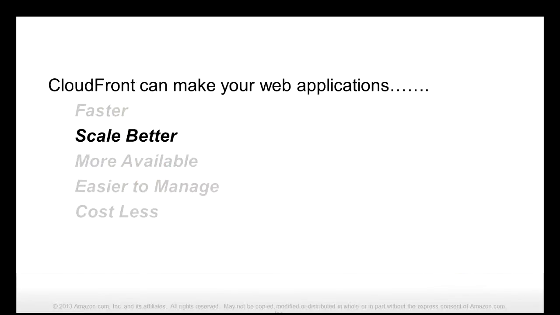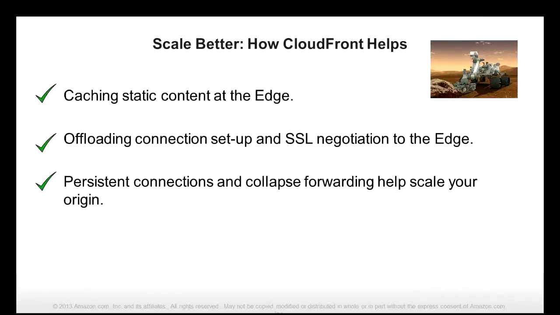CloudFront can also make your web applications scale better. And the scalability comes from three factors. First, you can continue to cache your static content at the edge. That's a use case that has been there since the beginning of CloudFront, since we launched the service. In addition, CloudFront utilizes persistent connections and collapses multiple requests for a particular object coming at the same time back to a single or a few requests back to the origin. So this really helps you offload the load from your origin to the edge and let the edge location network that CloudFront has handle the scale when your applications become popular.